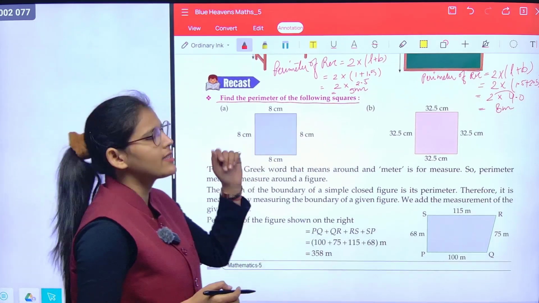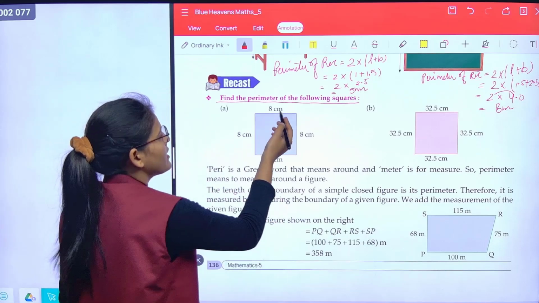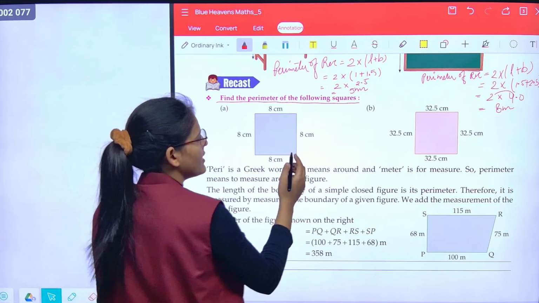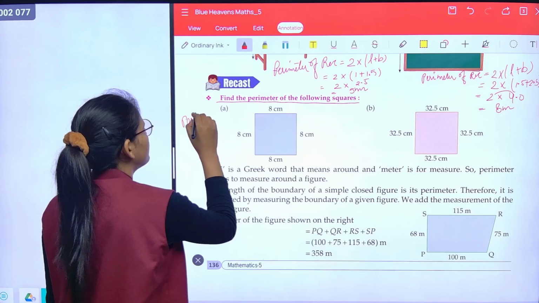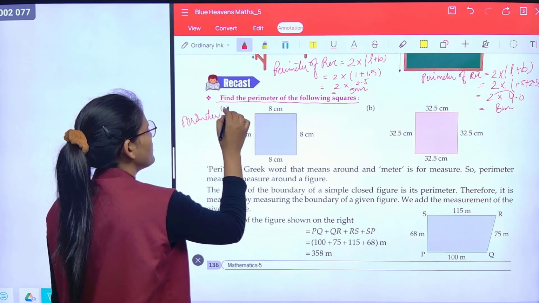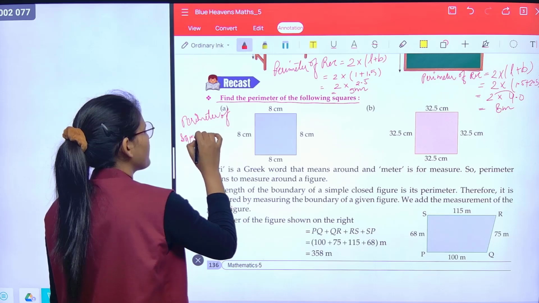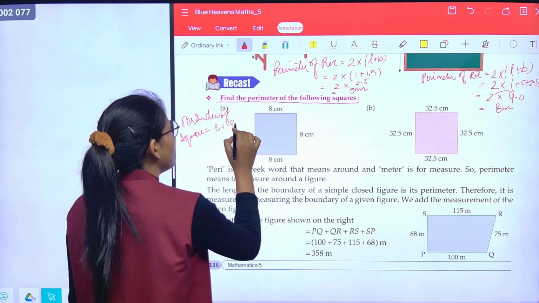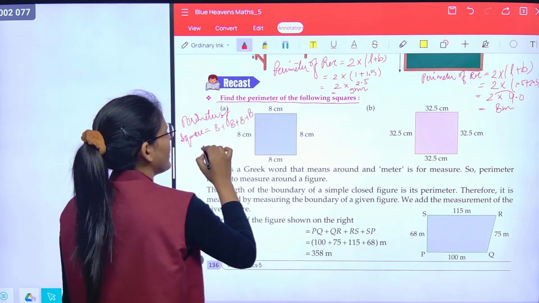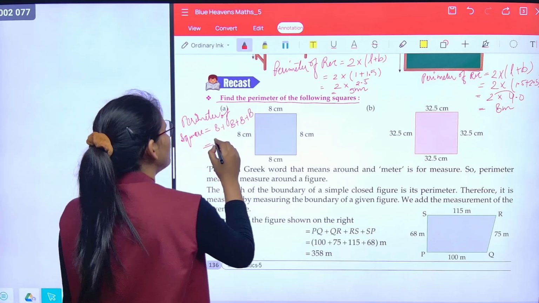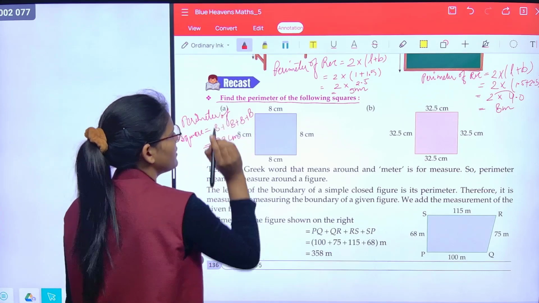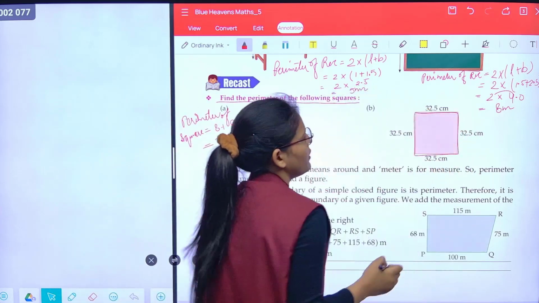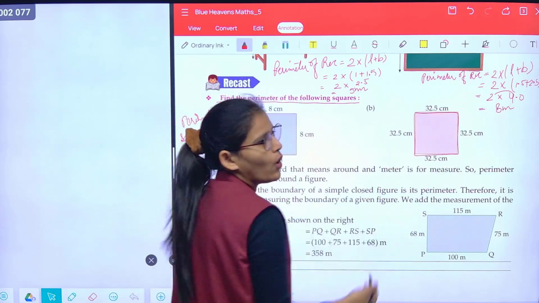Class, here we have to find the perimeter of squares. So to find the perimeter of a square, we add the sides, sum of all sides. So perimeter of square is equal to sum of all sides. So 8 plus 8 plus 8 plus 8. So it is 32 centimeter. Similarly, you have to do this sum yourself. Again, you have to add all the sides.